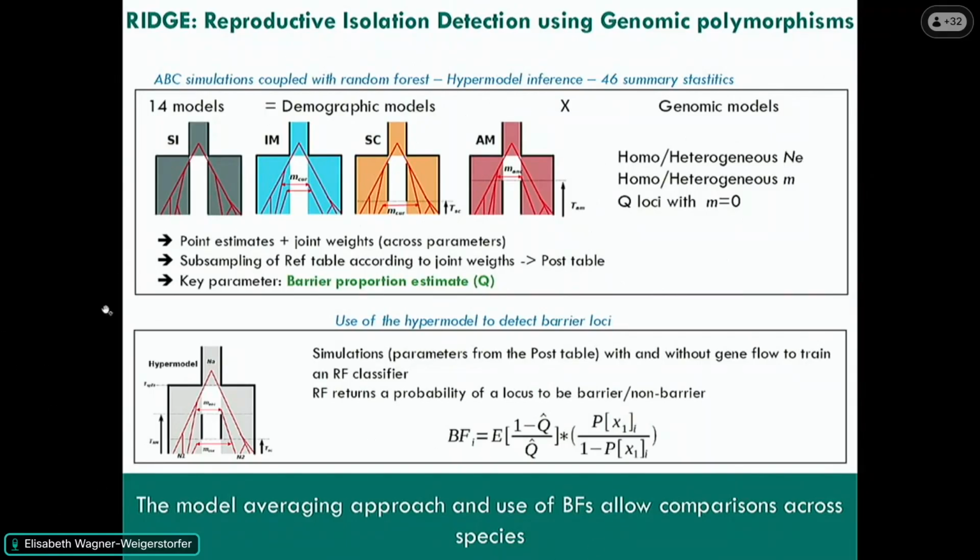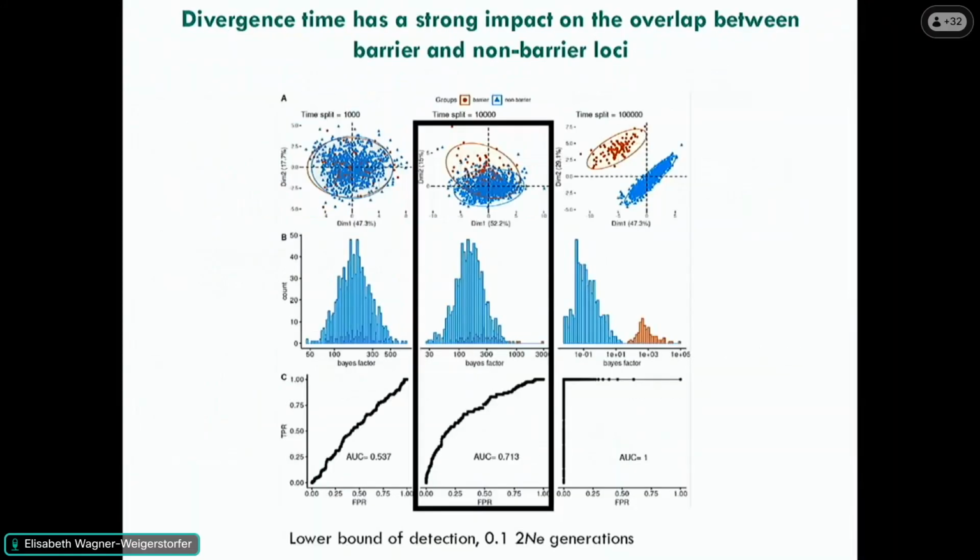So basically, we use a subset of simulations, irrespective of the model, that fit the observed data better. And with this, what we call the hyper model, we then run an additional set of simulations with and without gene flow to train a second random forest classifier that can return, for every locus in our genome, a probability of being a barrier or a non-barrier locus. And from there, we derived some bias factors that allow direct comparison between species.